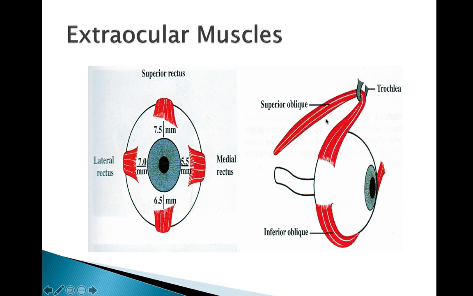The next thing I want to talk about is the oblique muscles. What is really confusing about the oblique muscles is they're named by where they attach, but they actually do just the opposite. So the superior oblique muscle is attached on the superior portion of the eye, but because of this trochlea, this pulley system, whenever the superior oblique fires, it actually moves the eye downward. And the inferior oblique, when the muscle fires, it actually moves the eye upward. So just keep in mind that the oblique muscles are named for where they attach and not the action that makes the eye go into.